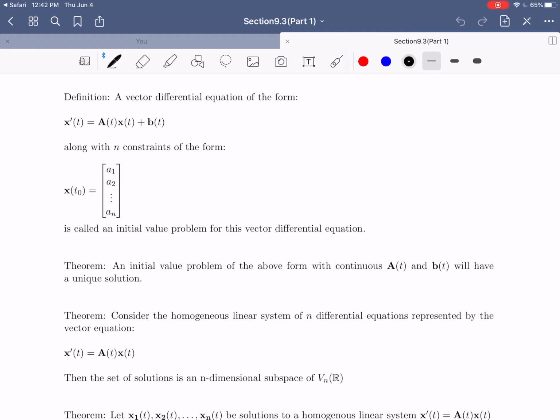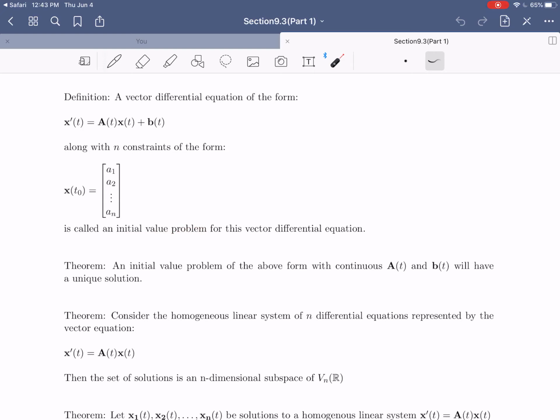First of all, we're going to give a definition for what it means to talk about an initial value problem for a system of differential equations. A vector differential equation of the form x prime of t equals A(t) x(t) plus b(t). Remember, since this is a vector differential equation, it's the same as a linear system of differential equations. We're just putting it in vector differential equation form. Along with the n constraints of the form x at some t sub 0 is a1, a2 through an. This is what we call an initial value problem for a vector differential equation.